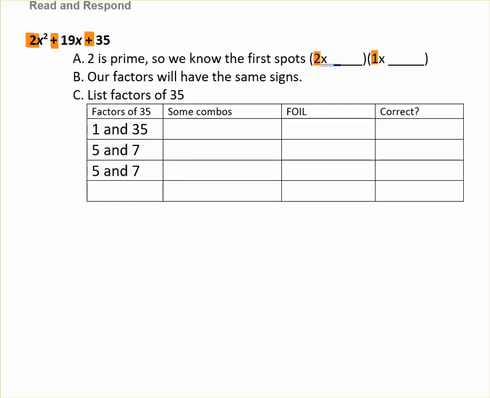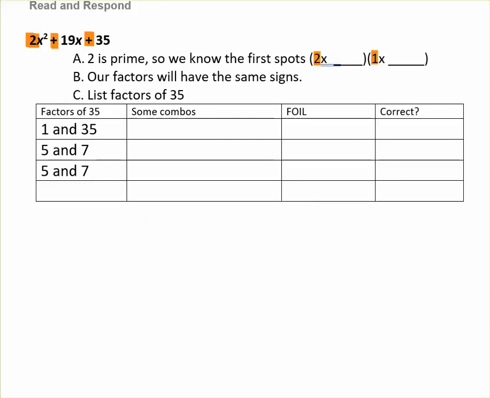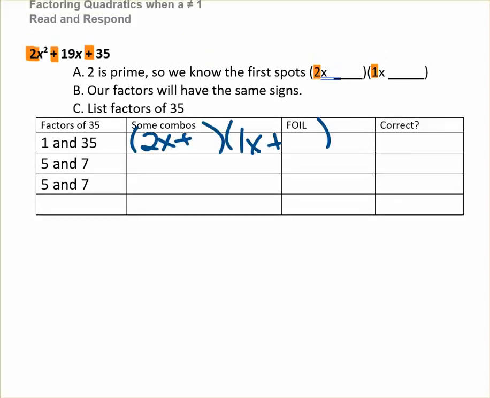Okay, so then I am listing out my factors of 35, the last term. Well, 35 can be 1 and 35 or 5 and 7. Now, there are some different combinations of how these can be placed in our FOIL. So we know our general form is going to look like 2x blank and 1x blank. I'm going to write down here because I'm kind of out of room. But so we could make this as 2x plus 1 and then 1x plus 35.